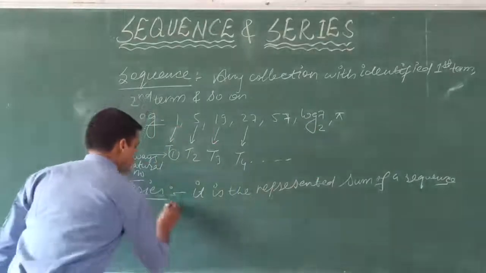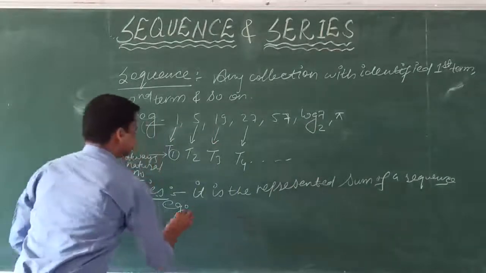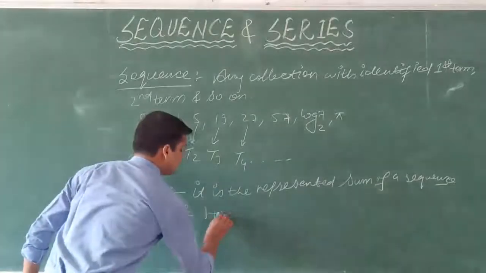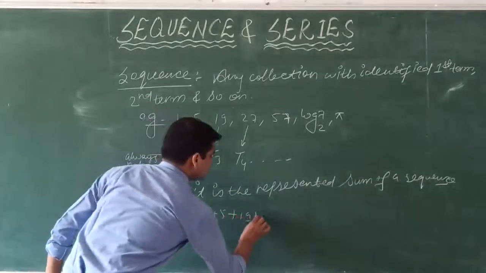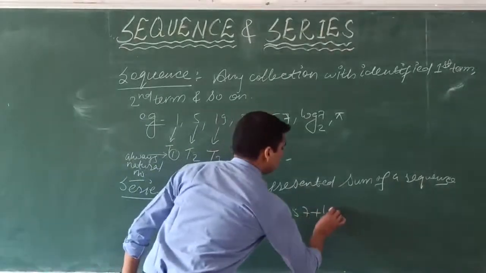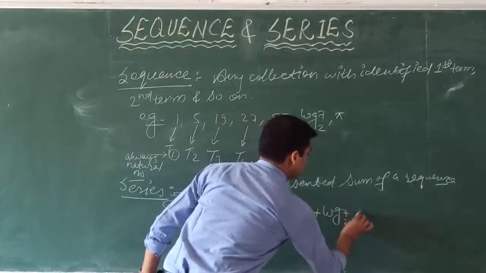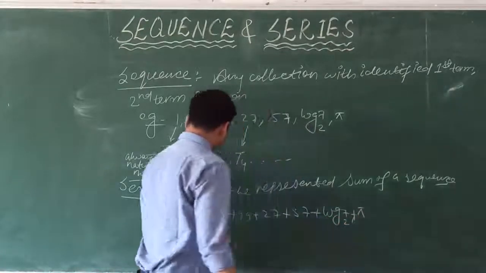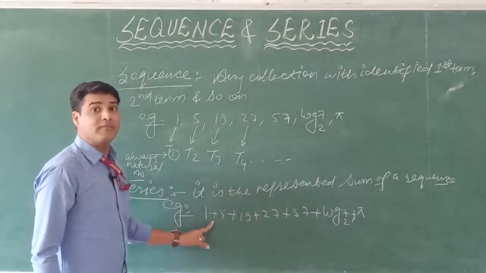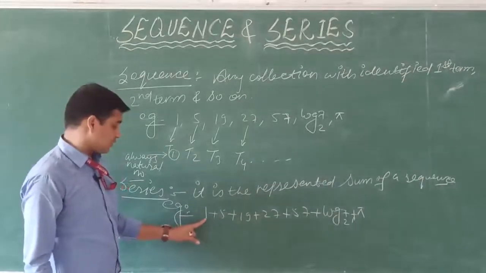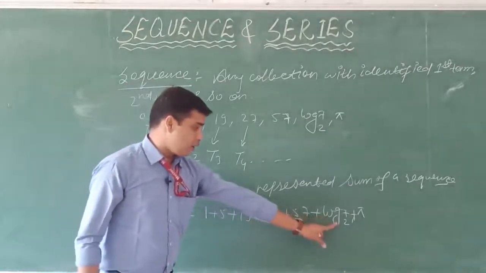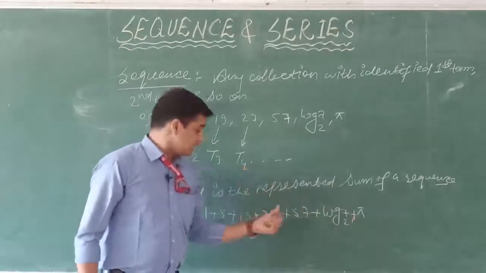So I am going to take the same example here. See this, 1, and instead of commas I am going to use a plus sign. So 1 plus 5 plus 19 plus 27 plus 57 plus log 7 to the base 2 plus pi. Now how are we going to differentiate? This is a series. With the help of the plus sign we differentiate that this is a series. I hope you are getting this.